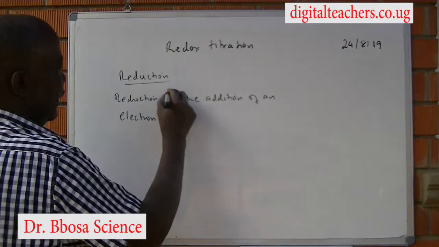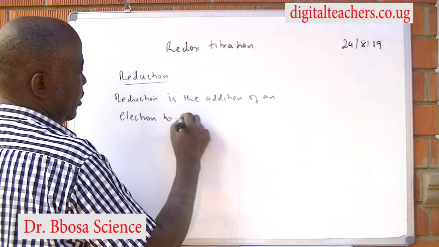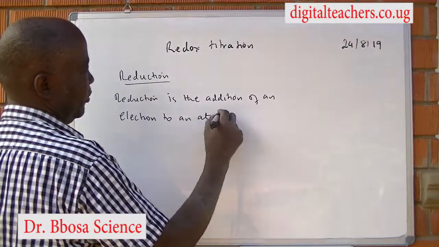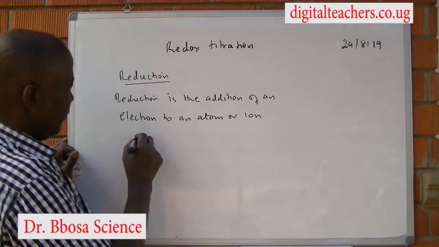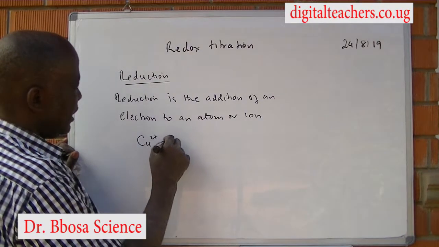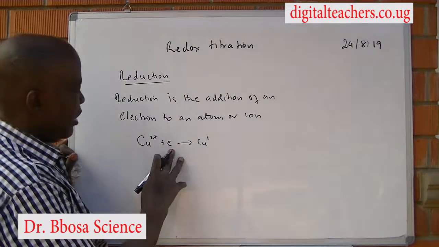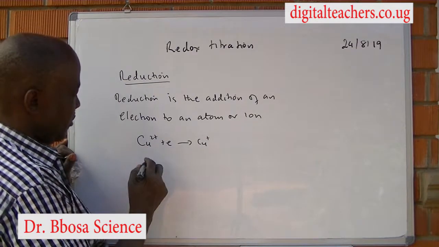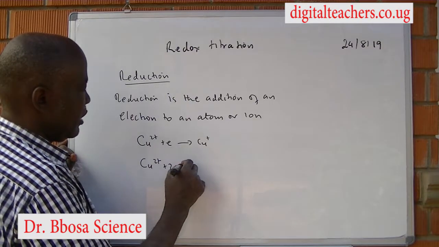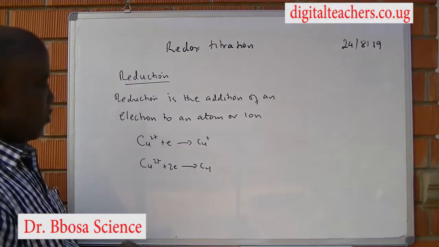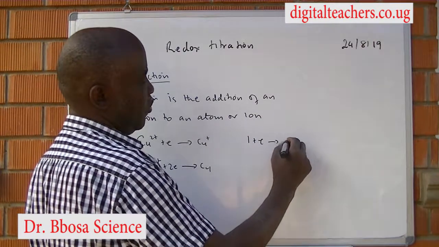Reduction is addition of an electron to an atom or ion. For example, copper 2 plus plus an electron, you get copper 1 plus. 1 electron neutralizes 1 positive charge. Copper 2 plus plus 2 electrons, we get copper. Similarly, iodine plus an electron, we get iodide.